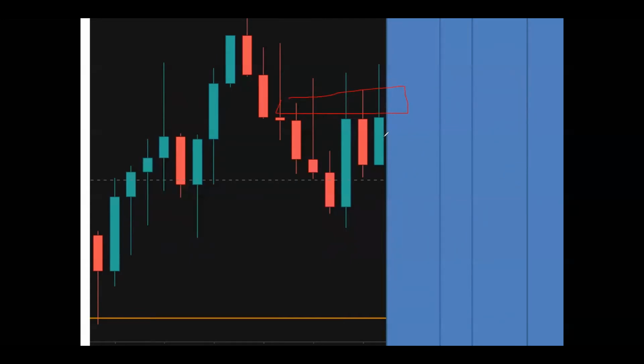But still, if you're stuck in that, if you have married your analysis that we're moving up, it's not going to last for a very long time, because it's just so hard to take a trade here.